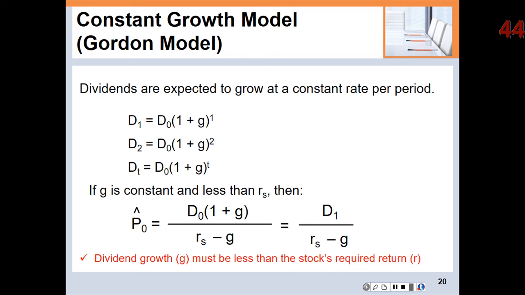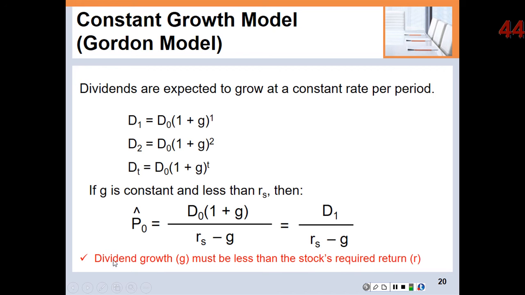And this is actually the model here, okay? It says the price of a stock at time period 0 is equal to D1, that's the next dividend to be paid, divided by the required return minus the growth rate. Again, it's pretty simple. You're given this information. You just plug it in.